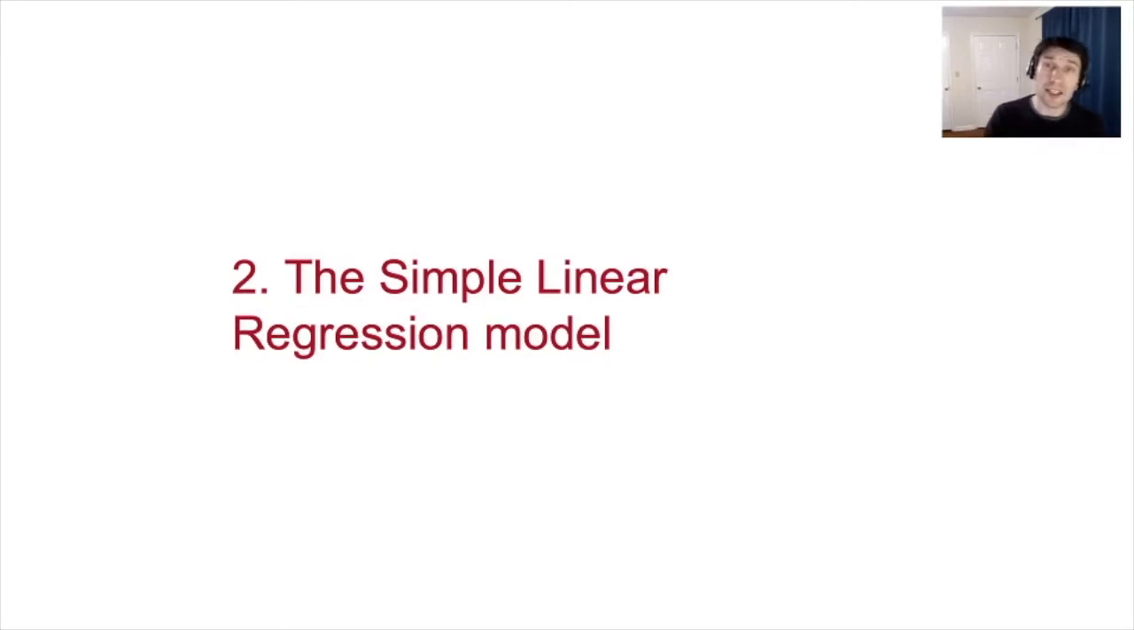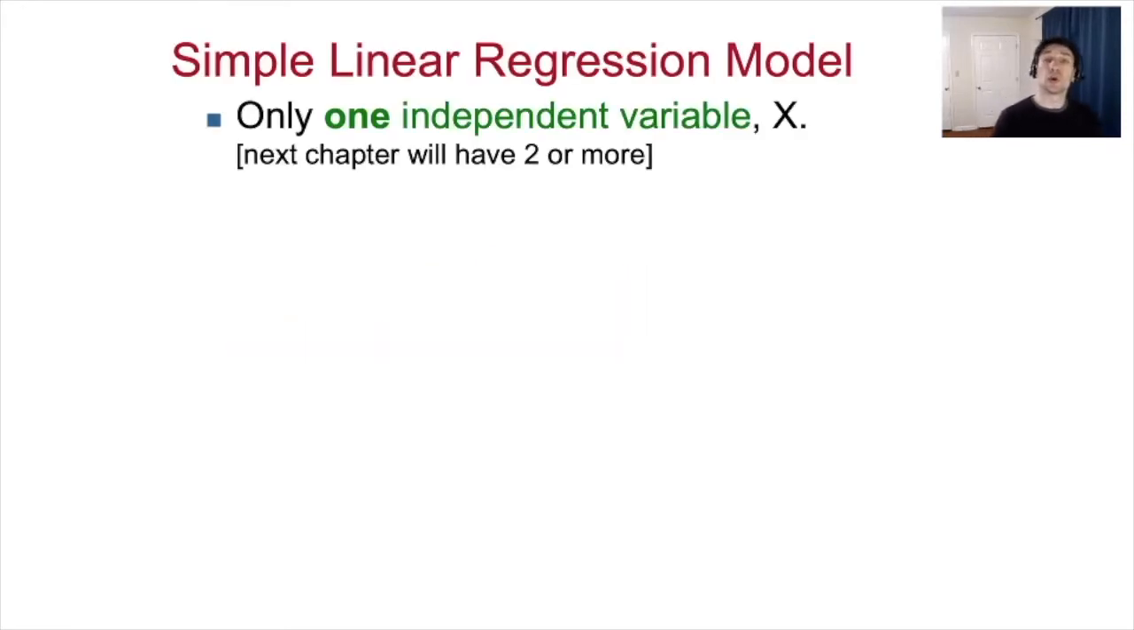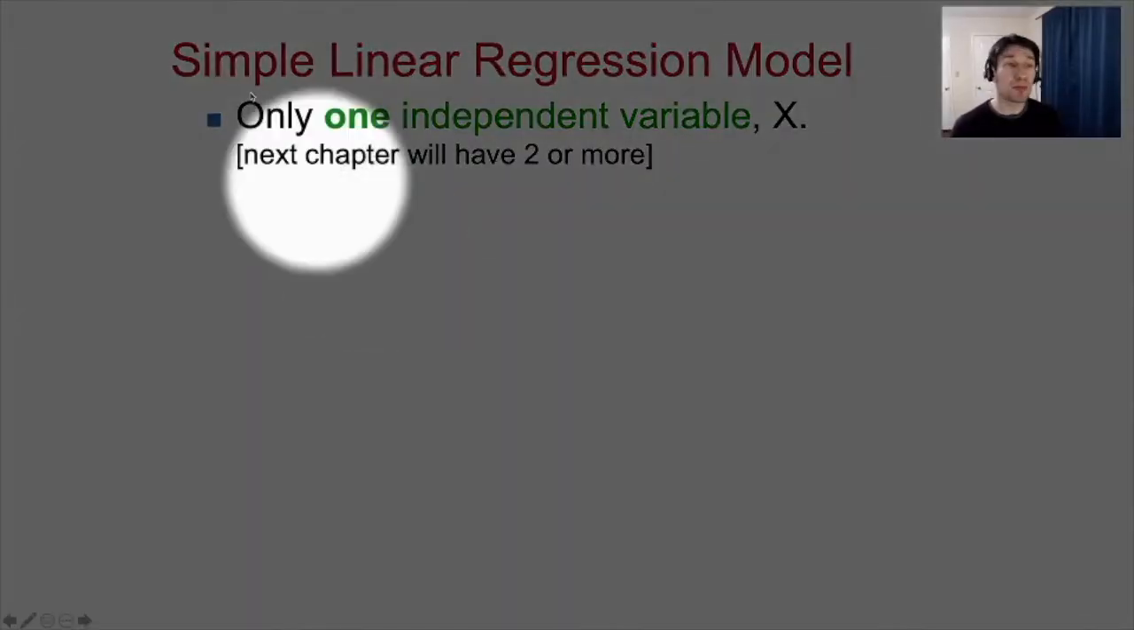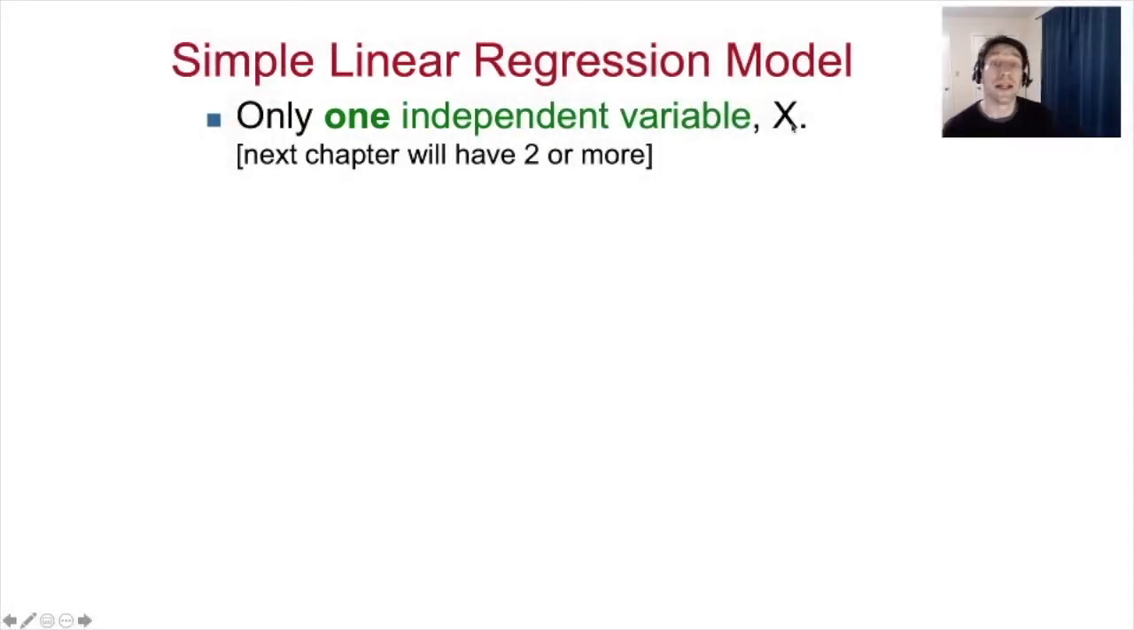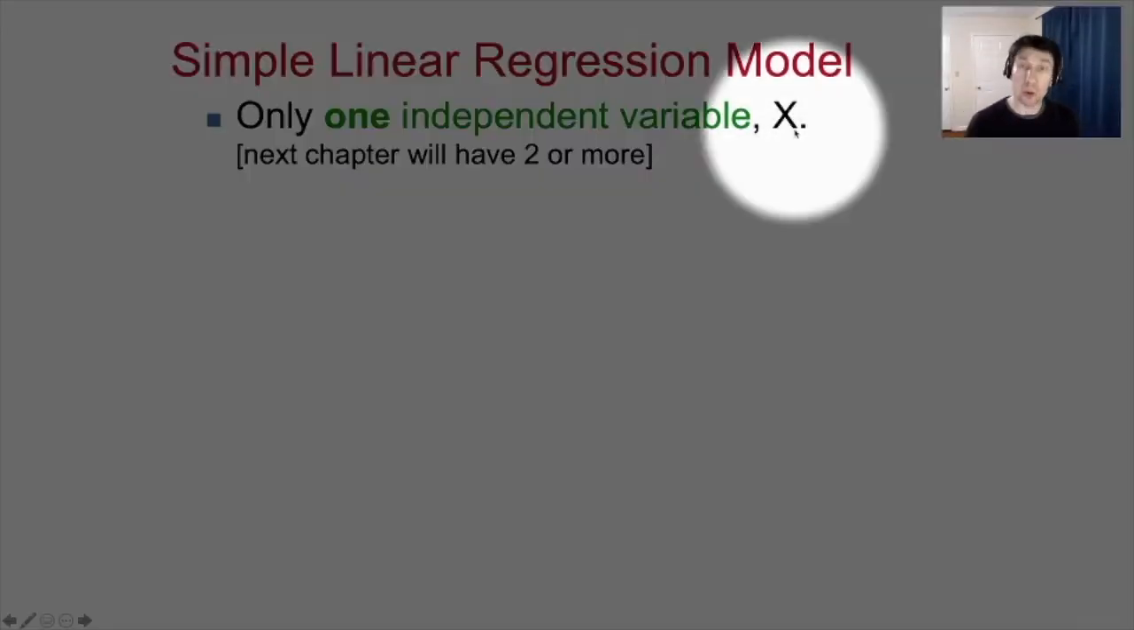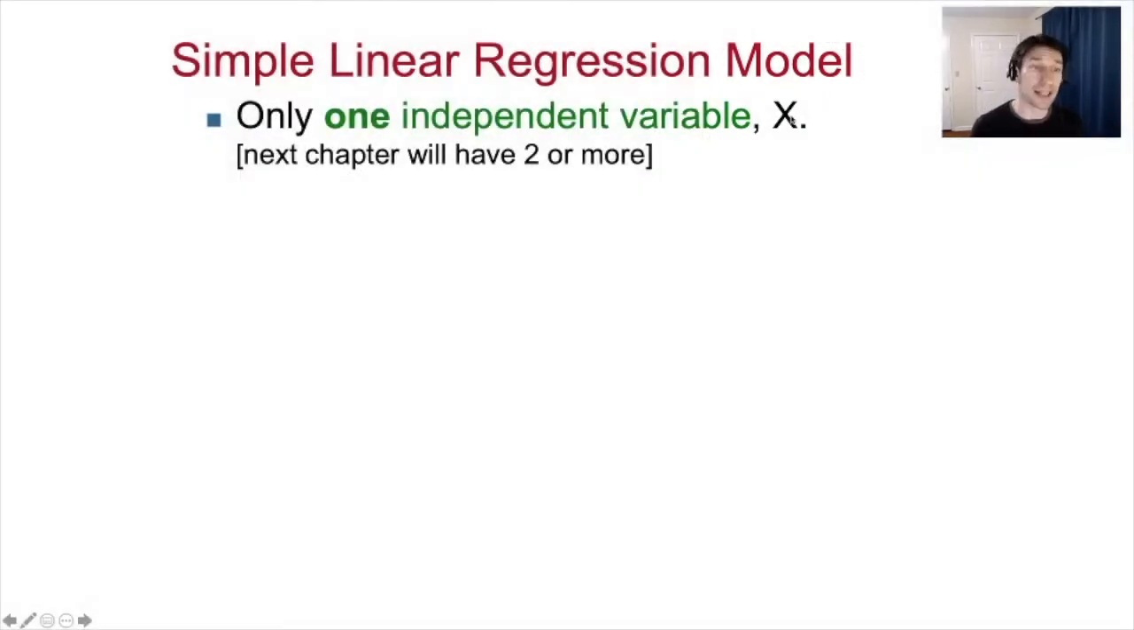So now that you get the intuition of this, let us go into the simple linear regression model. So why do we call it simple? Simple just means one independent variable, one explanatory variable. That's one x, and we're going to call it x. In the next chapter, you'll have x1, x2, x3, etc. For now, don't worry about it, there's just one x.